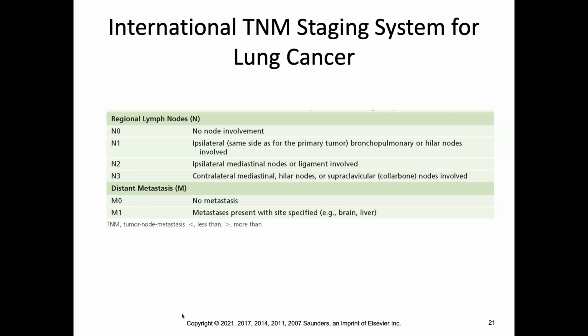Now, if you've got regional lymph nodes and they're involved, like your supraclavicular lymph nodes are involved, hilar lymph nodes, mediastinal lymph nodes, that's an N3. That's pretty advanced. Do you have any distant mets? Do you have no metastasis, which is M0, or do you have metastasis present? Have they gone to the brain? Have they gone to the liver? Have they gone to the bone? Those types of things.